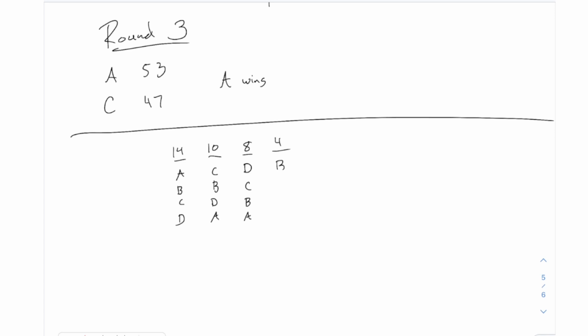4 people said B, D, C, A. And 1 person said C, D, B, A. All right, let's try to do this with the instant runoff system. Remember, there's 37 voters here. That means you need 19 to win. That would be a majority, I think.